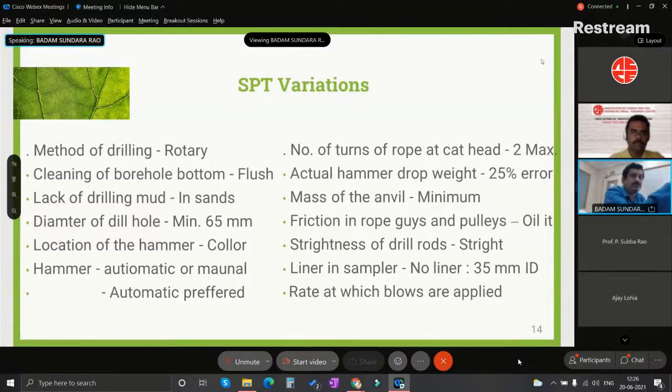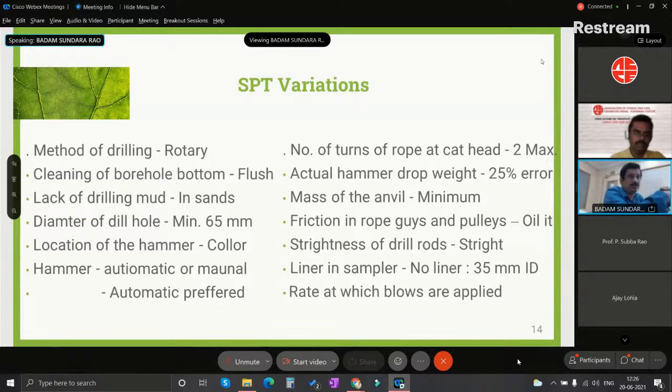And once we are using any rotary mechanism, this friction is not a problem, the rate of operation being constant, almost controlled by the mechanical power of the equipment. And actually, the hammer drop rate is the main factor which varies the N value. This error is reported generally as 25%.